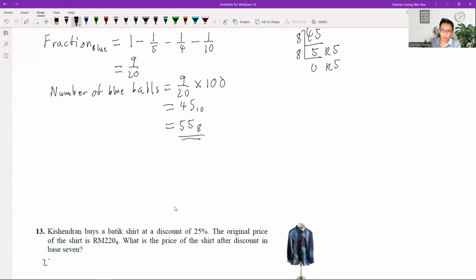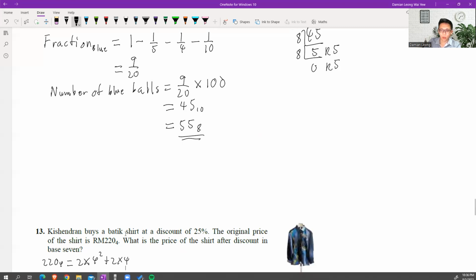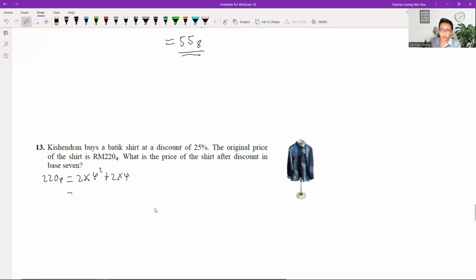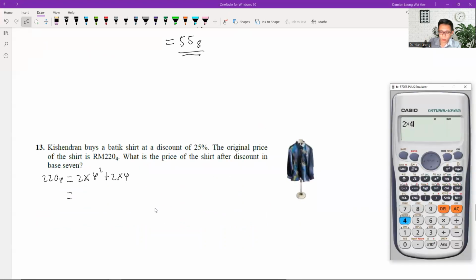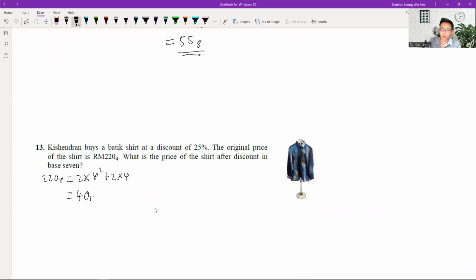220 in base 4. Convert to base 10. 2 times 4 squared plus 2 times 4, which is 40. That's in base 10. Okay, so this is the original price. Means the original price is 40 ringgit.